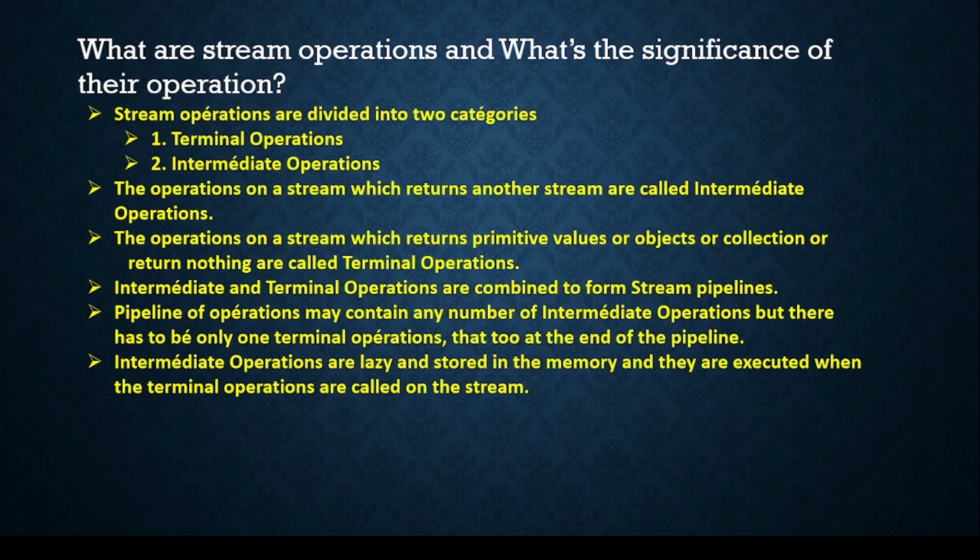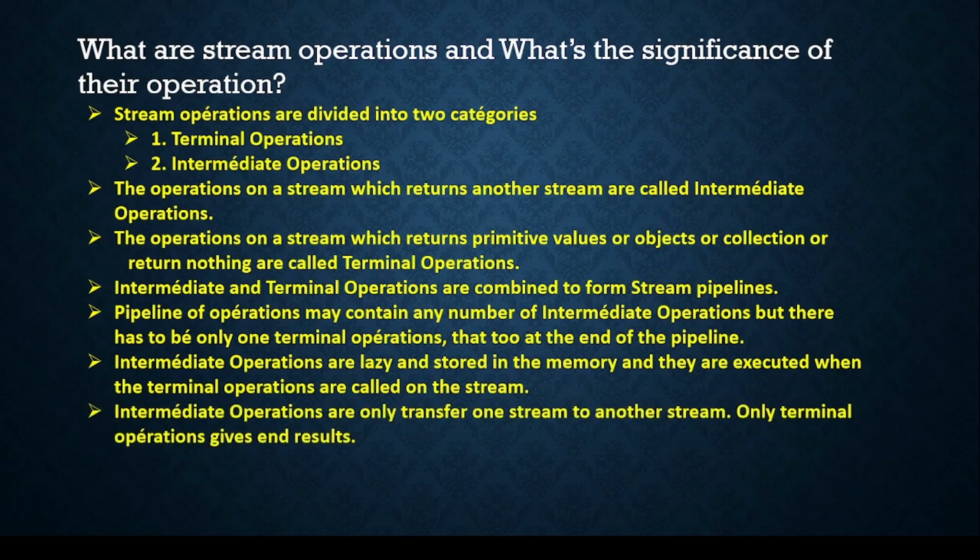Okay, so intermediate operations are lazy. For example, we have some source like a collection. We have created the stream out of that collection, and we have performed some intermediate operations. Then that is not going to execute until and unless we call the terminal operation. That is why we can say intermediate operations are lazy. Before that it will be stored in memory. Whenever we call the terminal operation, then only are those intermediate operations going to be executed.